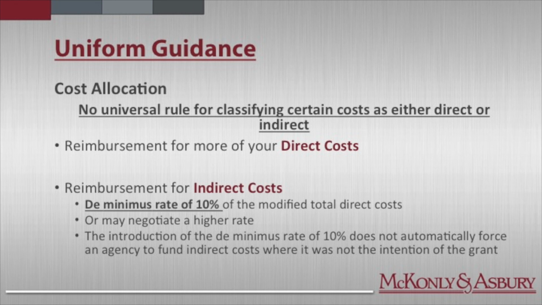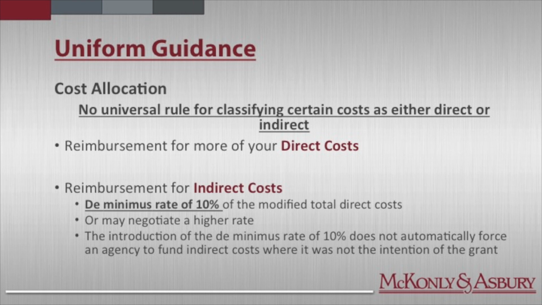One nice thing about the guidance is that it expressly requires all federal governments and awarding agencies to reimburse a nonprofit for reasonable indirect costs it incurs. And an indirect cost is a cost for a common or joint purpose benefiting more than one program, not readily assignable to one program itself.